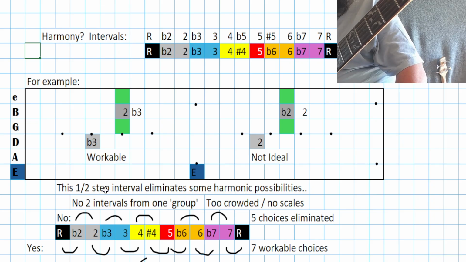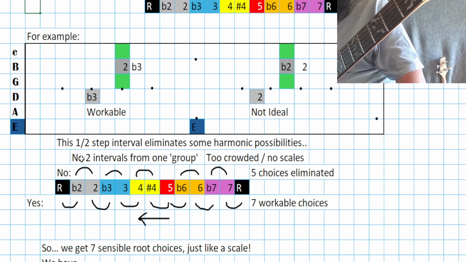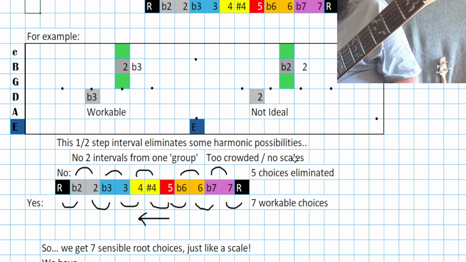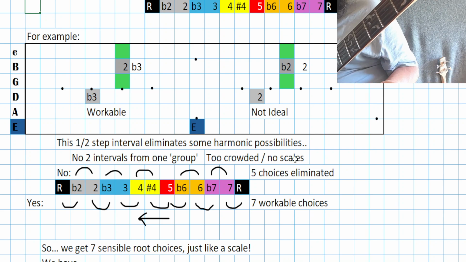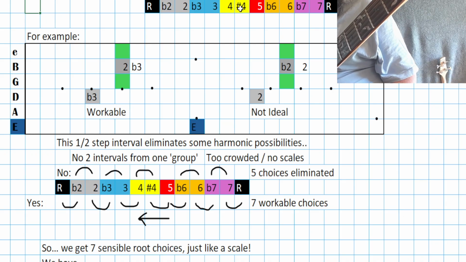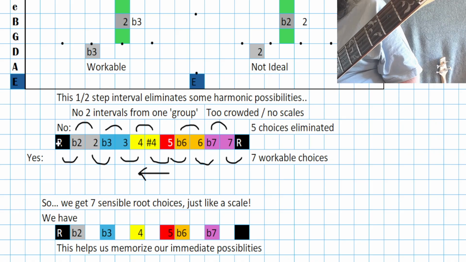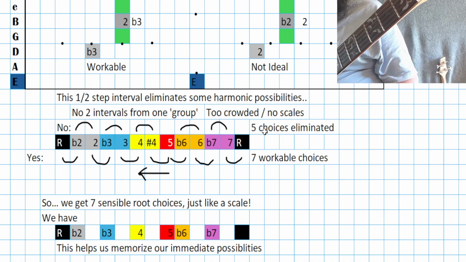So that being said, we can see it down here then. This half step interval eliminates some harmonic possibilities. No two intervals from one group. It's too crowded, and there's no matching scales. There's no scale with a 2 and a flat 2. I can't point you to a scale with a 4 and a sharp 4. So that's another reason why those don't work. But these ones do. So you can see there's no 2 and 2, 3 and 3, 4 and 4, 5 and 5. Now, check out the math here.